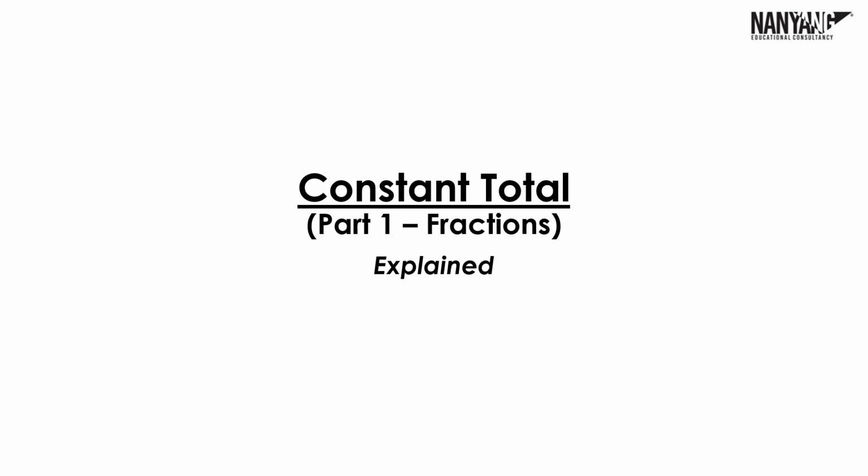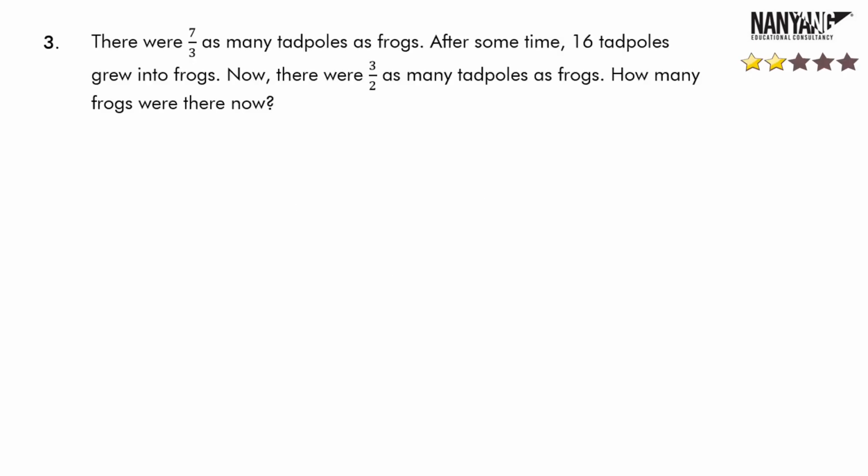Now let's try an intermediate difficulty question. There were 7 out of 3 as many tadpoles as frogs. After some time, 16 tadpoles grew up into frogs. So now, there were 3 out of 2 as many tadpoles as frogs. How many frogs were there now? Feel free to pause the video and attempt the question. You can resume once you're ready.